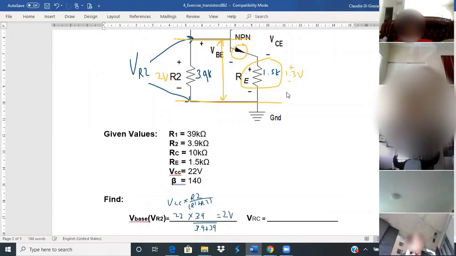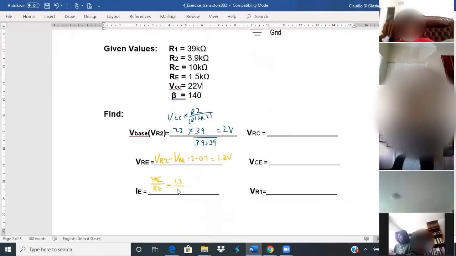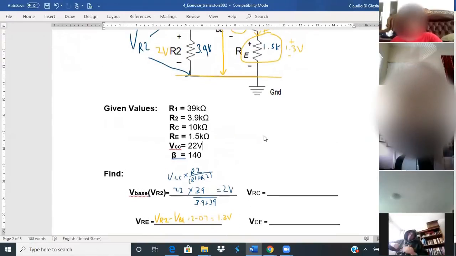Since we have the voltage and we have the resistor value, we can get this current here. This current here is IE. So how do we get IE? VRE over the value of RE. So we have 1.3 over RE of 1.5K. Divided by 1,500, 866.667 microamps. So that's IE. So that's the current right here.